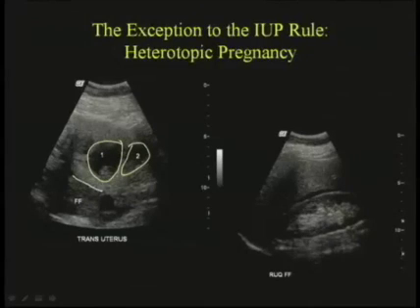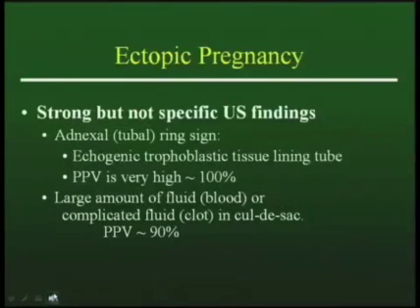Notice that in the posterior cul-de-sac, there's a lot of fluid here with low-level echoes constituting blood. If you look up high into the flanks, you'll notice that there's blood also in the hepatorenal space, indicating that this woman has quite a lot of blood in her abdomen and pelvis. So there are strong but not specific ultrasound findings of ectopic pregnancy. One of the most important is the so-called adnexal ring sign or tubal ring sign.